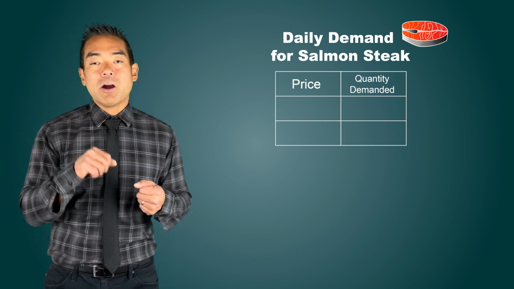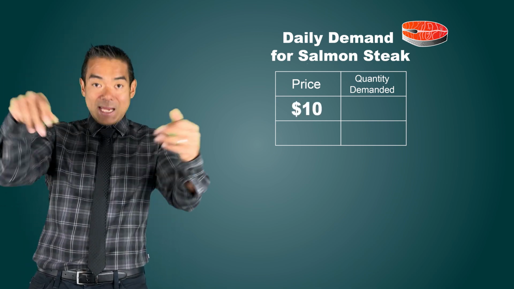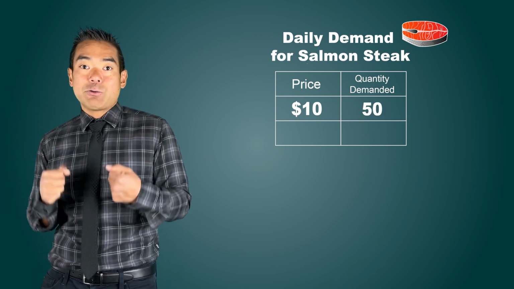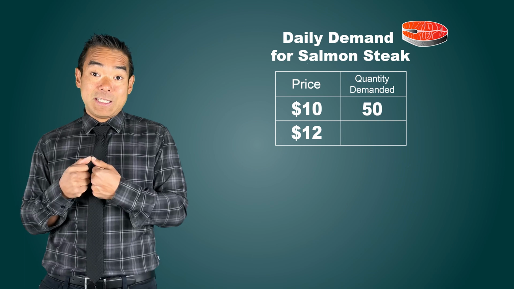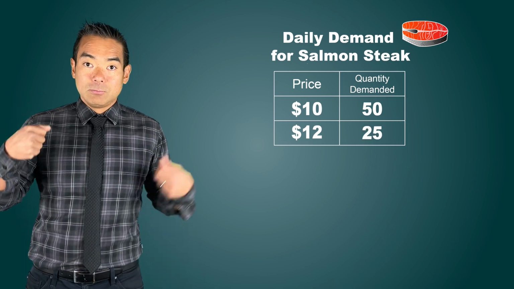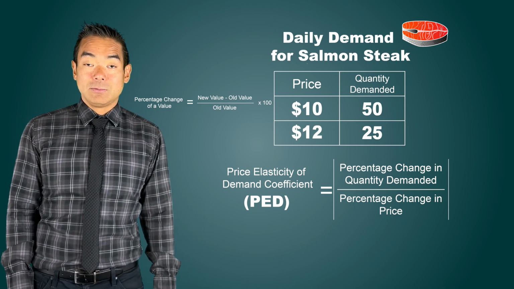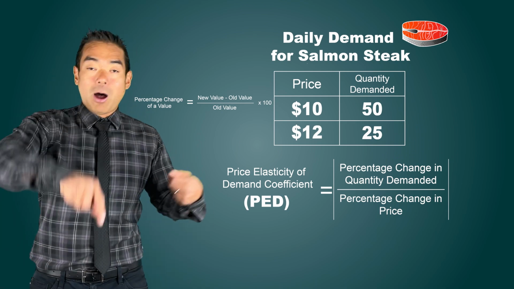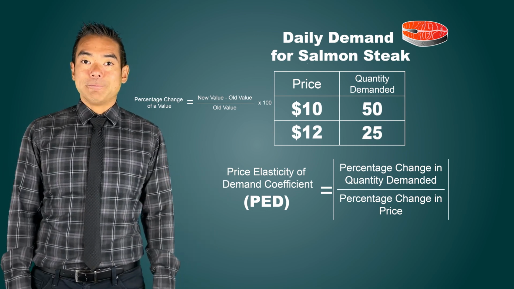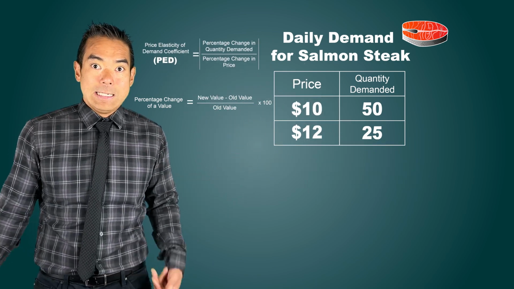Okay, consider the market for salmon steaks. When the price of salmon steaks was $10, quantity demanded was 50. The price of salmon steaks increased to $12 a piece, and quantity demanded fell to 25. Okay, use this data and calculate the price elasticity of demand coefficient. No, seriously, pause the video, go and calculate it, and then come back and I'll do it and you can check your work. I'll wait. Okay, here's how I got it, and you can check against your work if you actually did it.